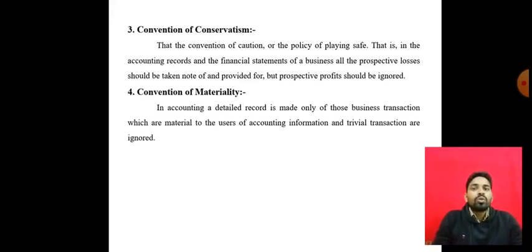If they ask you to explain the basic concepts of accounting, it will come for 5 marks, or they will ask you to explain the important conventions of accounting for 5 marks. Both are very important. Otherwise they may ask what do you mean by materiality or conservatism for 2 marks. I hope you understand. Just prepare it. Okay, thank you.